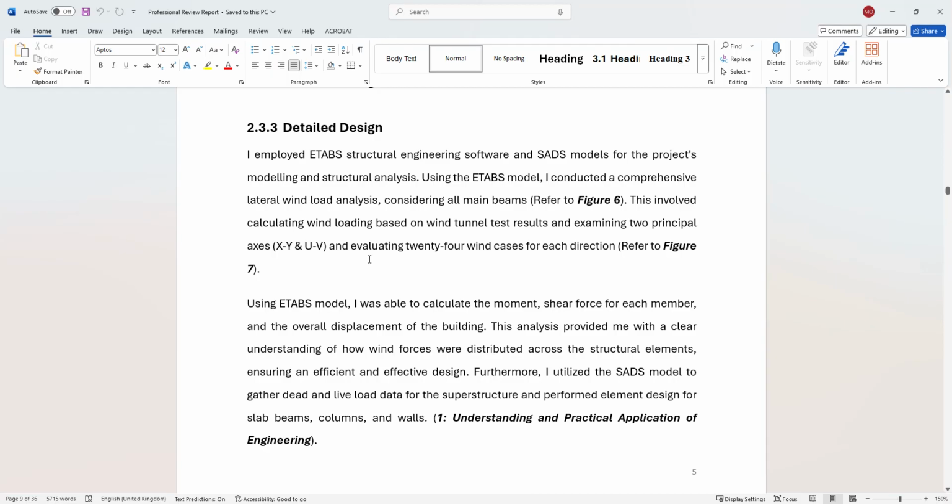And then there's more information under the detailed design. So the candidate was able to give us an example of a software that they use, how they used the software, and what exactly they were able to do with the software. So you can see this sentence here saying, this analysis provided me with a clear understanding of how wind forces were distributed across the structural elements, ensuring an efficient and effective design.